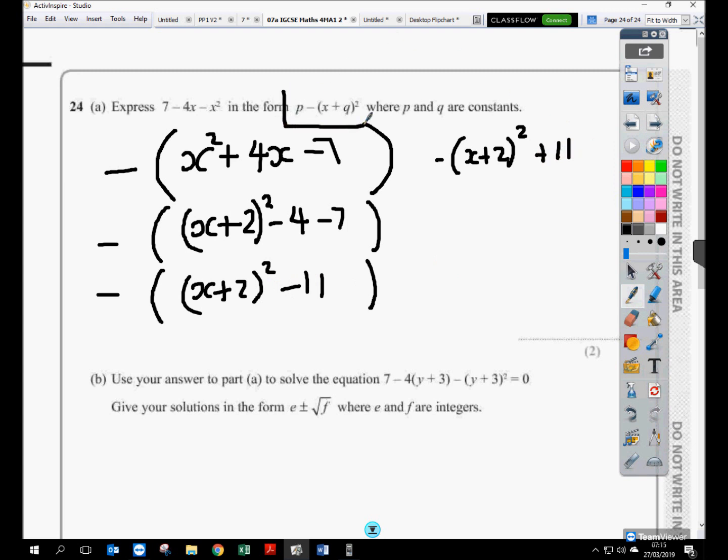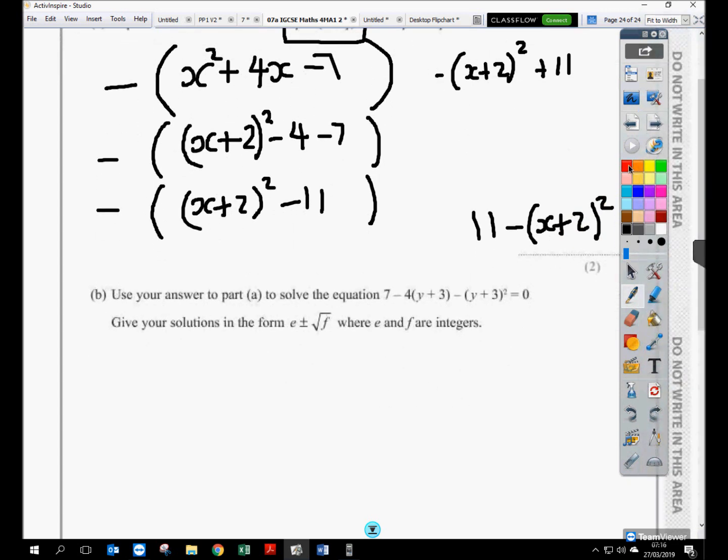Look at the way that they have presented the answer. It's p minus the bracket squared. That's because we should always sandwich the minus. So it's going to look like this. Now it doesn't ask for the turning point, but just for fun, the turning point is the number in the bracket with the opposite sign, and the number on the outside with the same sign, so negative 2.